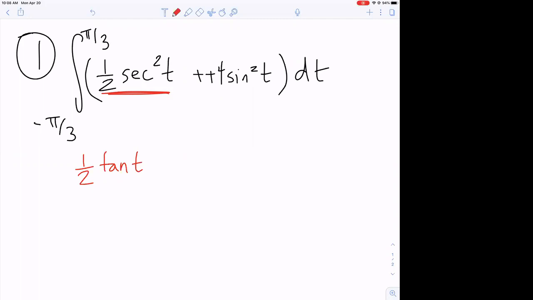I'm going to split this into two different integrals, from negative pi over 3 to pi over 3, with 1/2 out front, and then secant squared. And then plus 4 times the integral from negative pi over 3 to pi over 3 of sine squared t. I mean, sine squared is 1 minus cosine squared. Not sure that actually helps us.